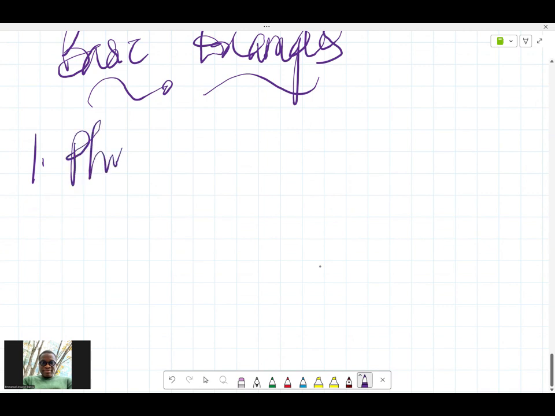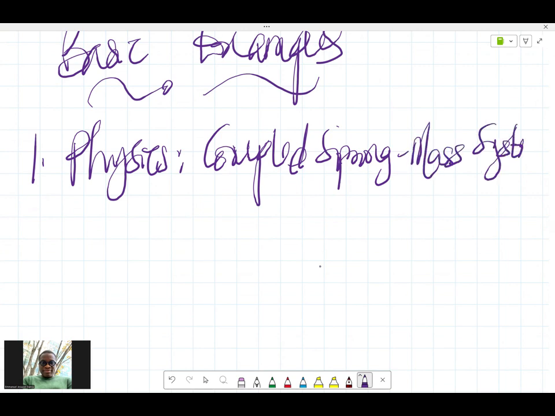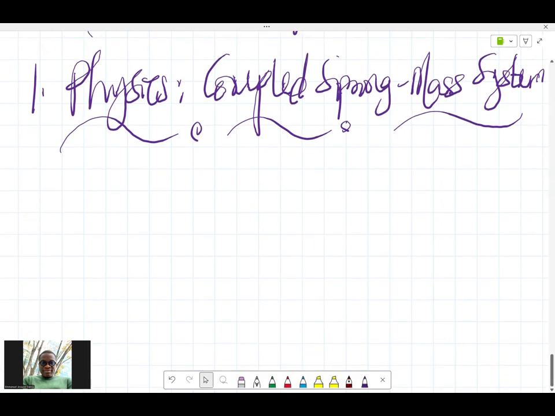So in physics, we have coupled spring-mass systems. The interesting thing again here is that a second order differential equation, for instance, can be broken down into a system of two first order differential equations. We saw that when I was doing a numerical method for differential equations using the shooting method. That's the basic idea there.